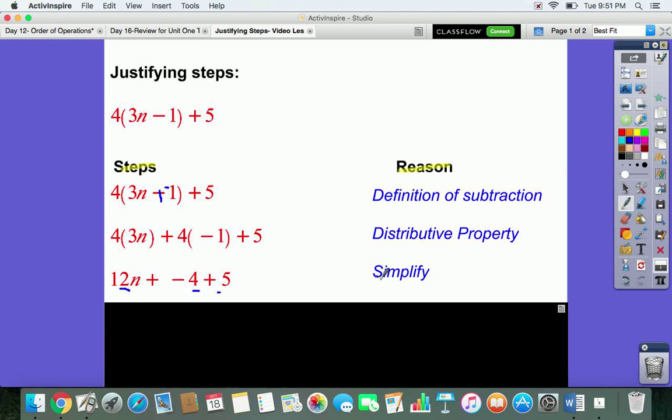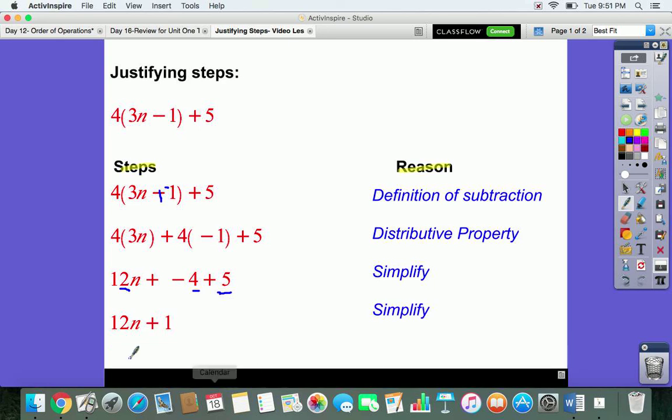My reasoning for that is just simplify. We don't have to say that we're multiplying. We just use the bigger category of simplify. And since I don't have to use commutative property or anything to finish this up, I'm just going to combine those two constants here. The very last step is just 12n plus 1. Negative 4 plus 5 gives me a value of 1. So 12n plus 1 is my answer. And my reason is simplify. Anytime that we're going to be combining like terms or multiplying, we just use the term simplify for that.